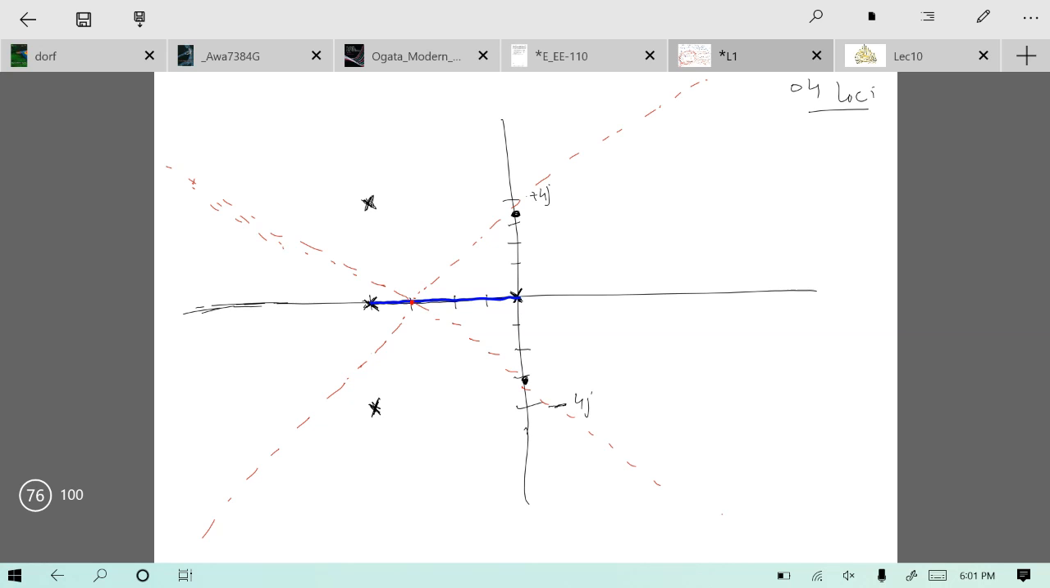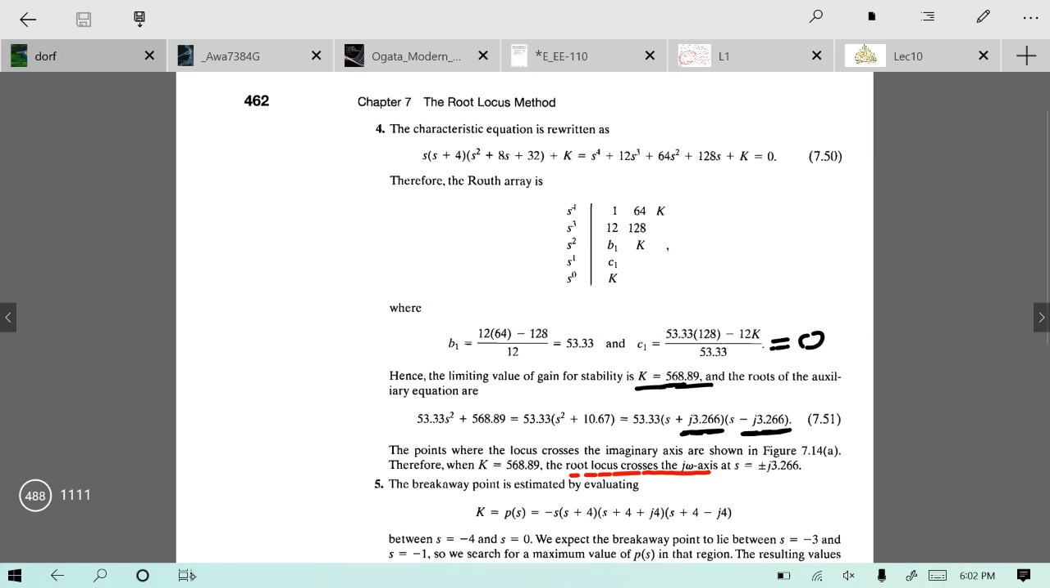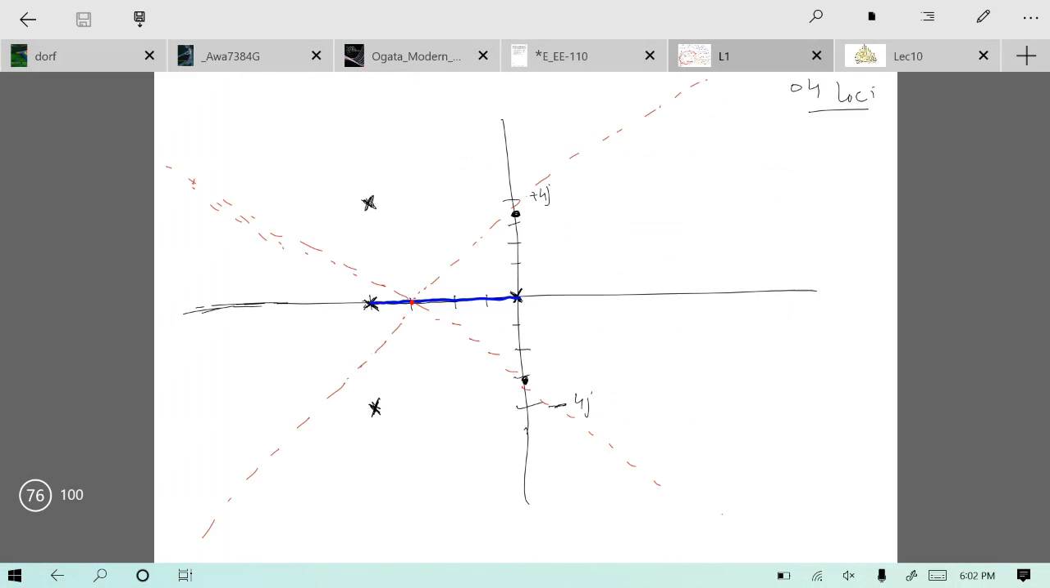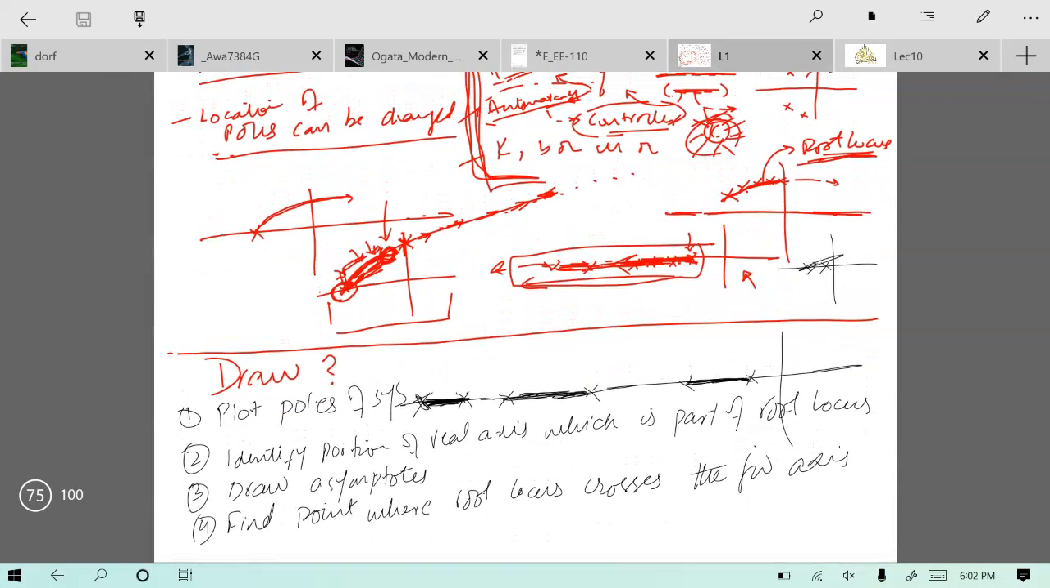from where my poles are crossing the j omega axis when you would have k greater than 568.89. When your k is equal to 568.89, your poles are exactly on the j omega axis and exactly at this location, 3.266j and minus 3.266j. So in this way, we have found the points where it crosses the imaginary axis. So what is the next step? Next step is to find the breakaway point.